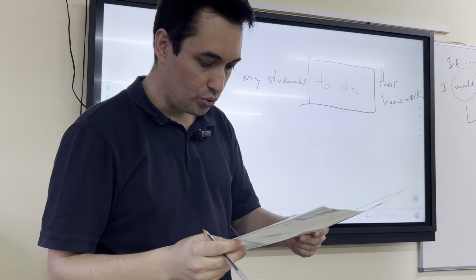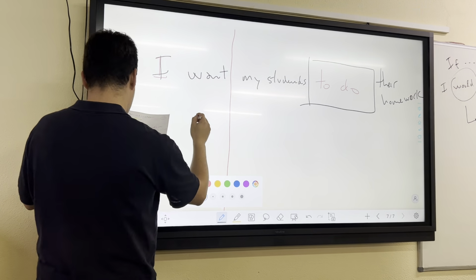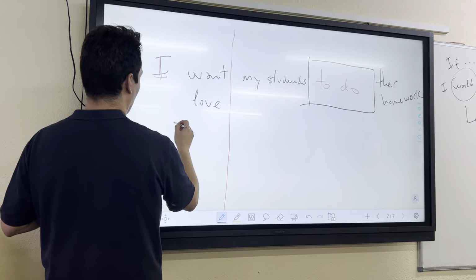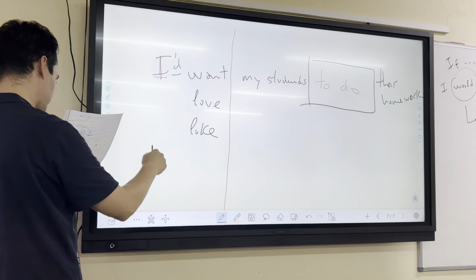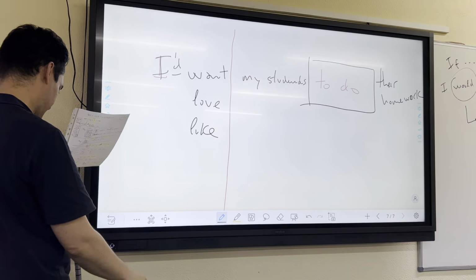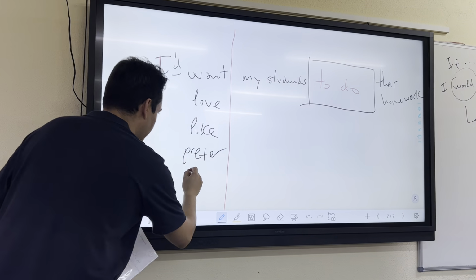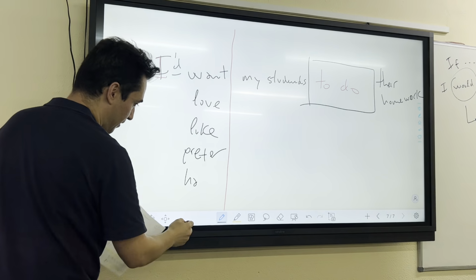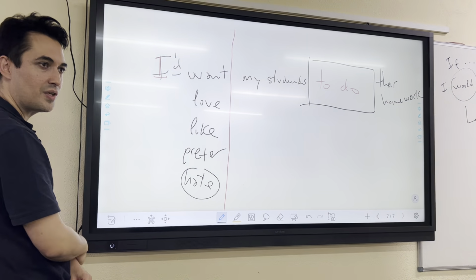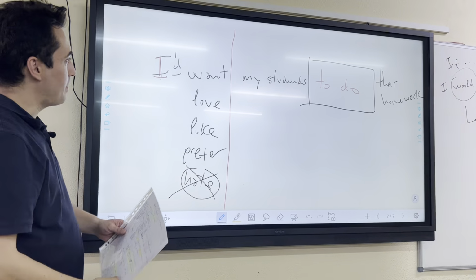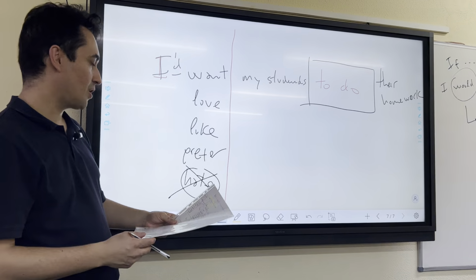Want somebody to do something, but not only want, okay? It could be I love, or I'd like, yeah? You can also have here the would, the conditional. I'd love, I'd like. You can say, I would prefer, yeah? Prefer. You could say, hate. But no, I wouldn't say hate. But yeah, grammatically correct, yeah? I hate my students to do, well, hate? I think hate sounds better with ing. I hate my students not doing their homework, yeah? So remember, want somebody to do something. Love somebody to do something, like somebody to do something.